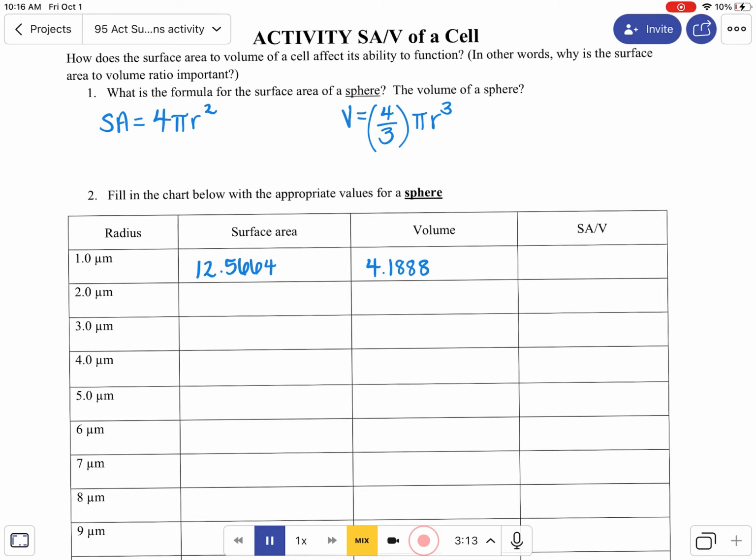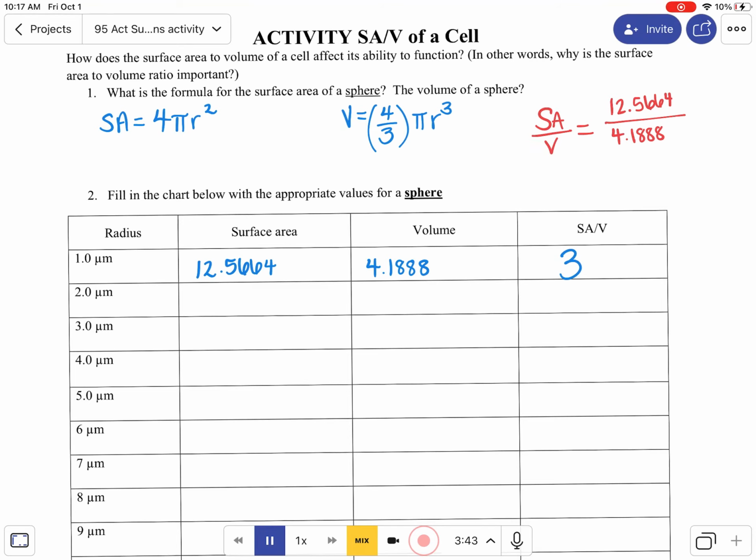The most important thing we need from this is the surface area to volume ratio. I'm going to take those two values and divide them, surface area divided by the volume, and plug those numbers in here. There's the 12.5664, and the 4.1888 comes from here. When I divide these two in the calculator, I get the value 3.